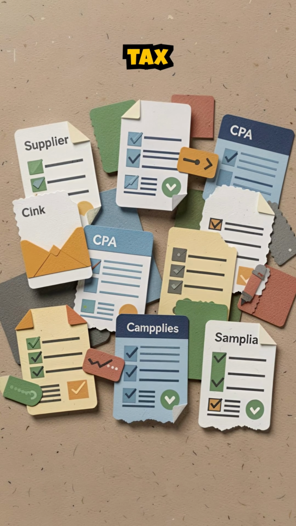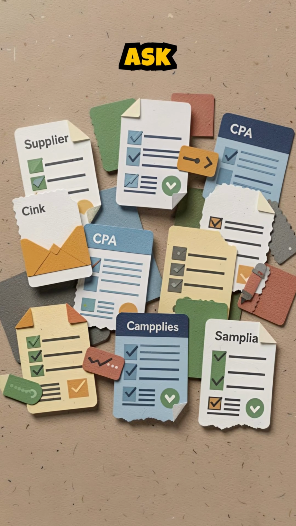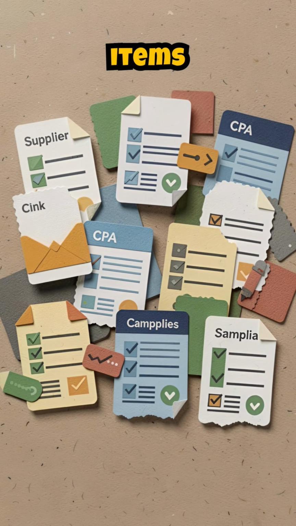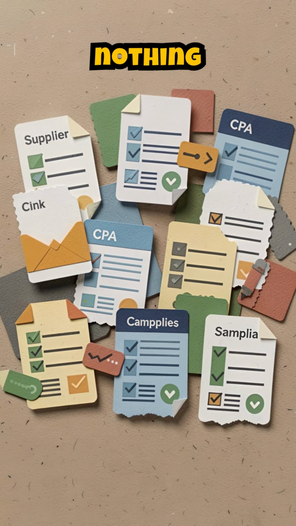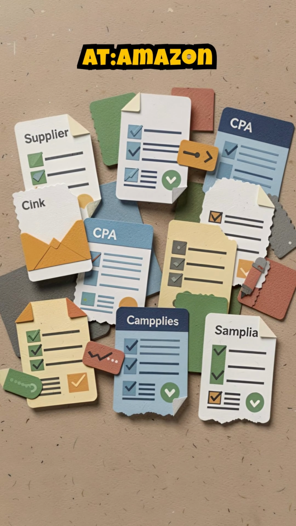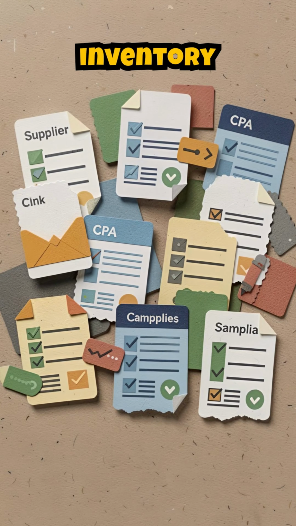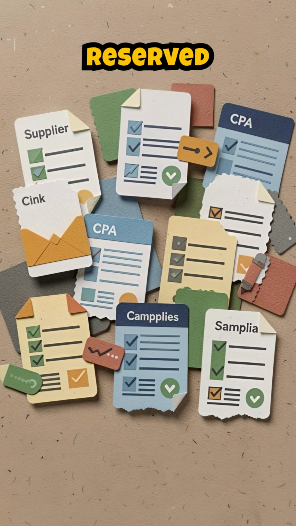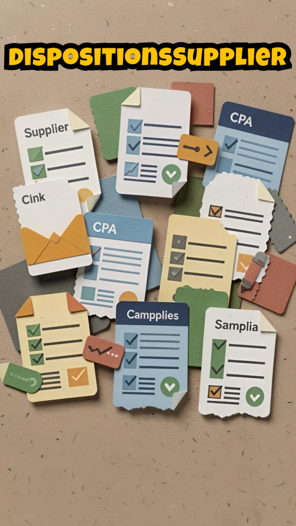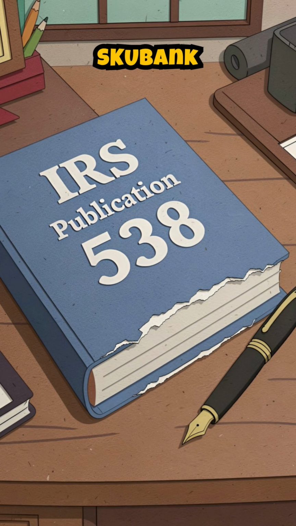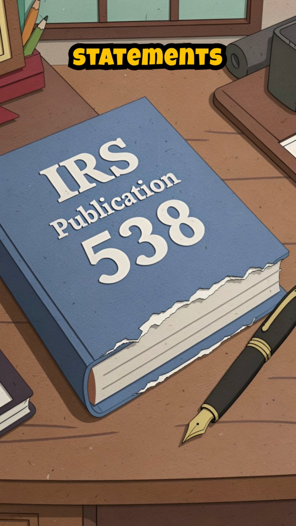What to bring to a tax preparer or bookkeeper. When you ask a preparer or bookkeeper to review your Amazon records, bring these items so the review moves quickly and nothing material is guessed at. Amazon settlement reports for the tax year and current year-to-date. FBA inventory reports showing quantities, reserve stock, and disposition. Supplier invoices and receipts supporting the inventory costs per SKU. Bank statements and merchant account statements covering the same periods.